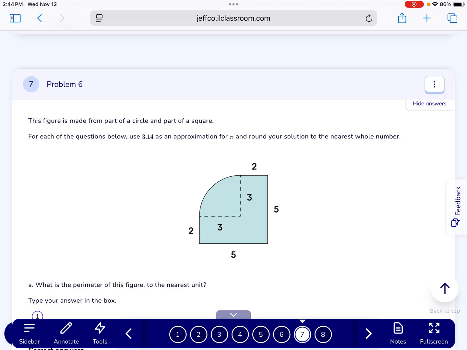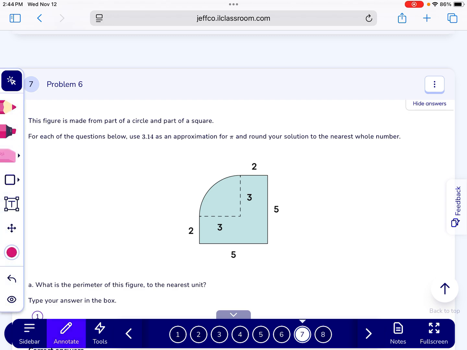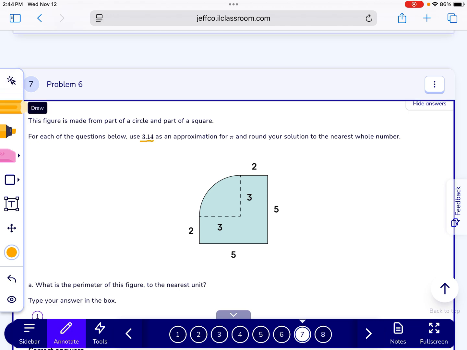Problem 6. This figure is made from part of a circle and part of a square. For each of the questions below, use 3.14 as an approximation for pi and round your solution to the nearest whole number. Okay, so some important information. First, instead of our pi button, we're going to use 3.14 as an approximation. And then when we round, we're going to round to the nearest whole number.